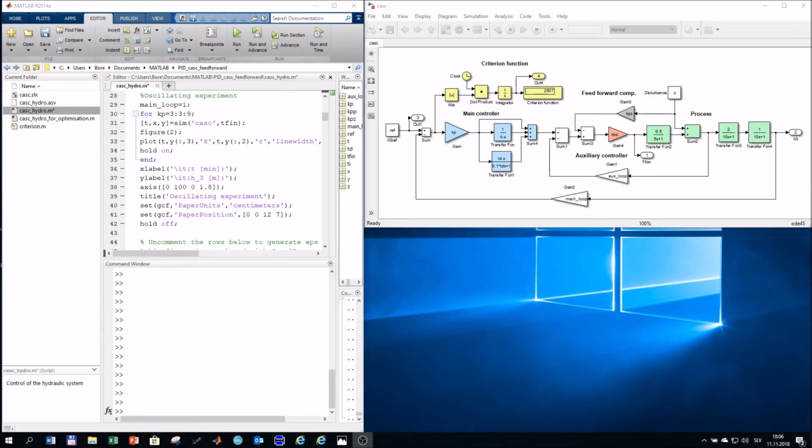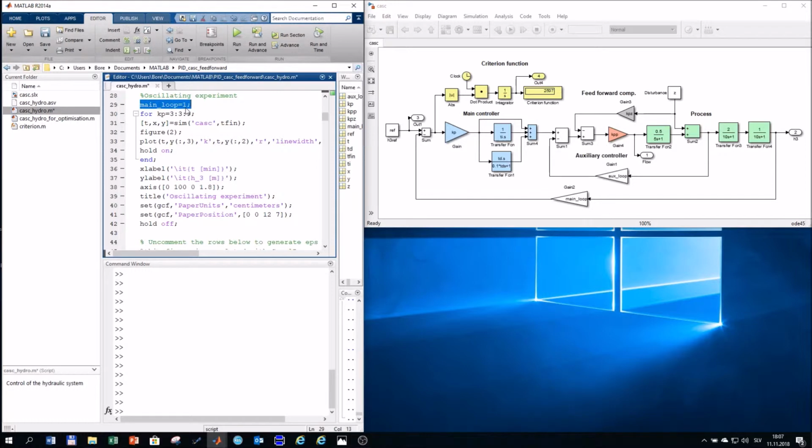With this video, we shall demonstrate the second Ziegler-Nichols method, which is called the oscillation method, for the tuning of PID controller parameters. In comparison with the process reaction curve method, this is a closed loop method. This closed loop situation is obtained in this program with the parameter main loop equals 1. This means that this main loop is active.